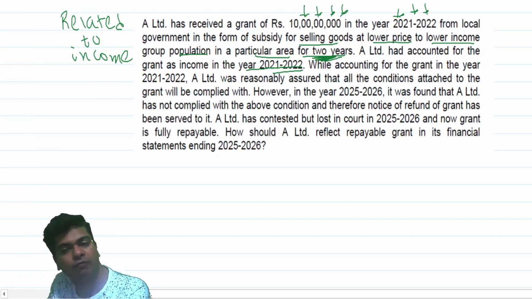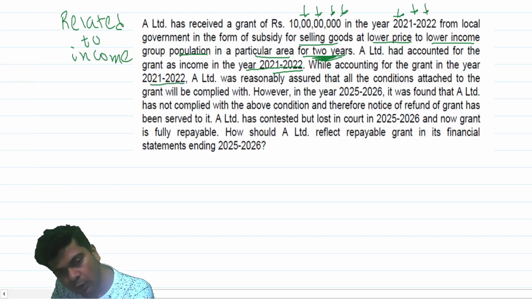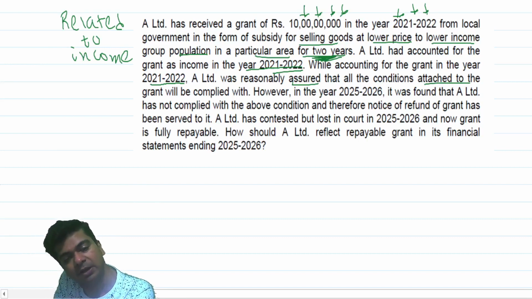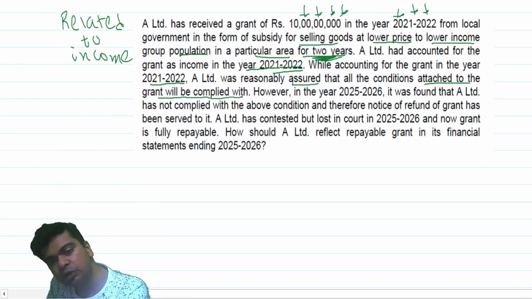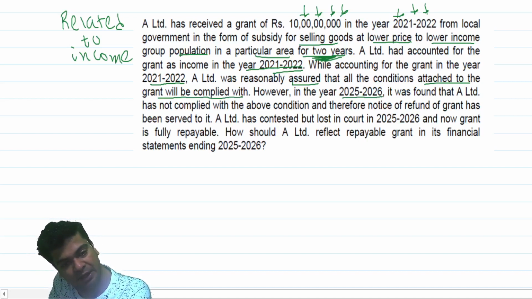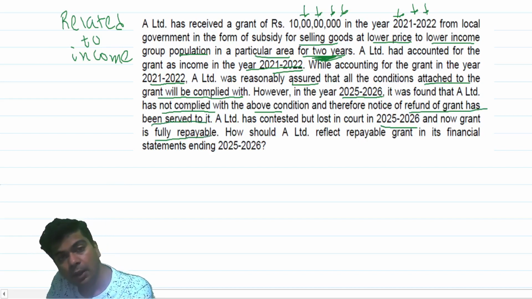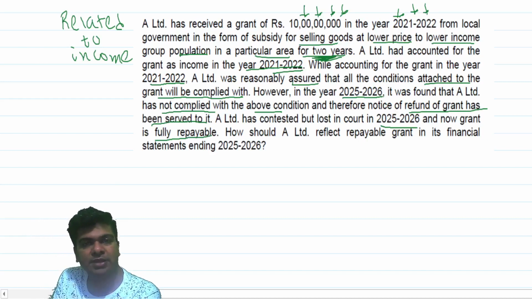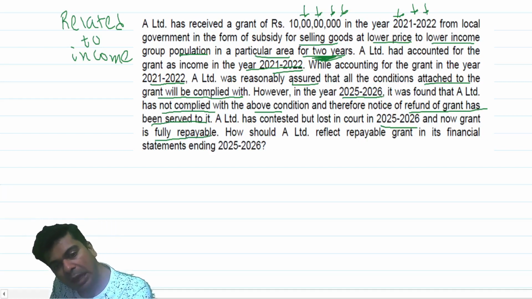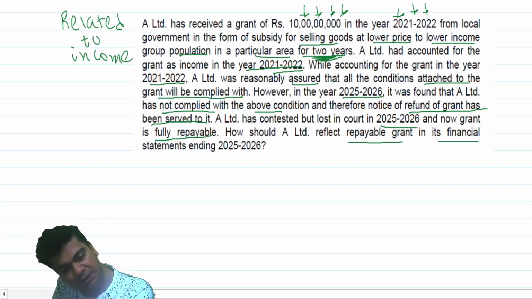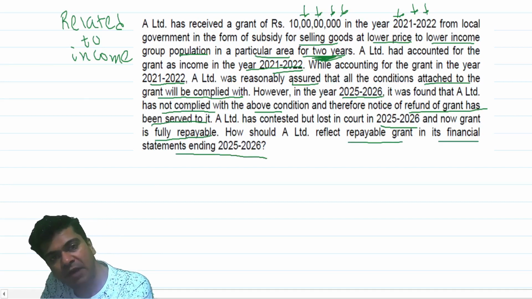They say while accounting for the grant in the year 2021-22, A Limited was reasonably assured that all the conditions attached to the grant will be complied with. However, in the year 2025-26, it was found that A Limited has not complied with the condition, and therefore notice of refund of grant has been served to it. A Limited contested but lost in court in 2025-26, and now the grant is fully repayable. Entire grant of 10 crores of rupees that you had received earlier is refundable. How should A Limited reflect repayable grant in its financial statements ending 2025-26?